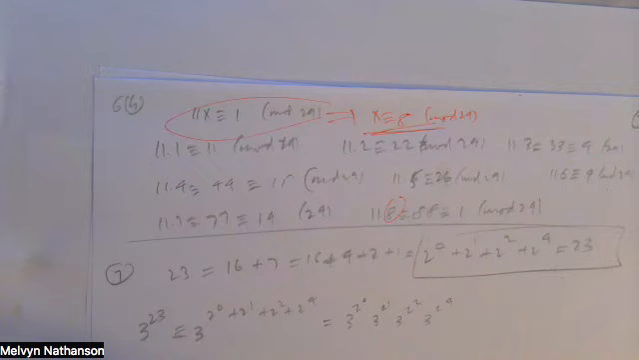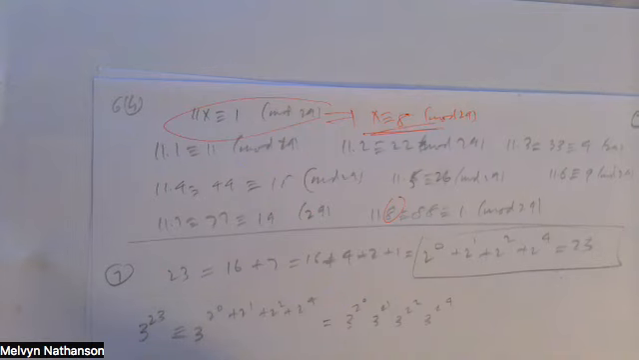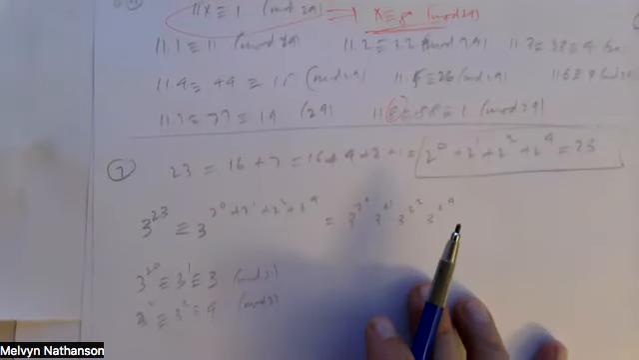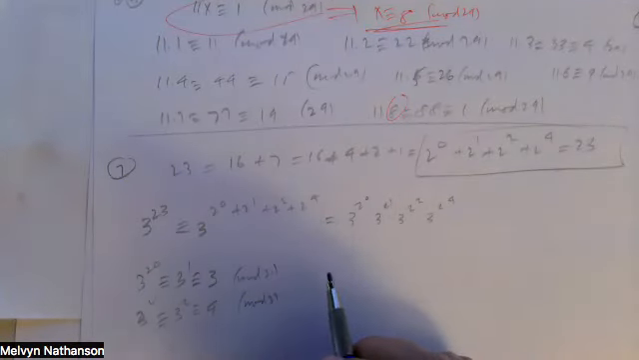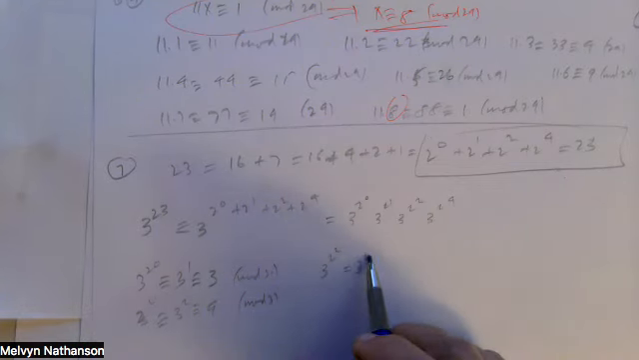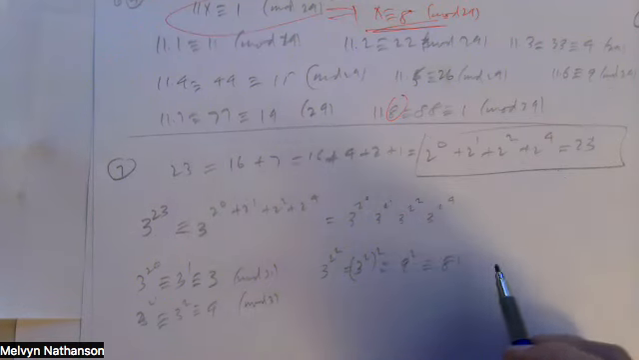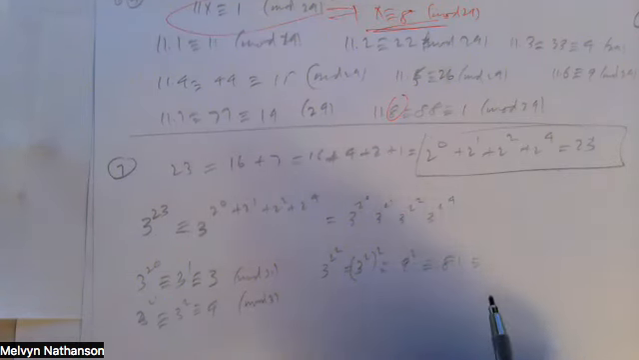3 to the 2 to the first power is 3 squared, which is 9. I want everything mod 31. I want to compute 3 to the 23 mod 31. 3 to the 2 squared is 3 squared squared. That's 9 squared. That's 81, which is, what is 81 mod 31?